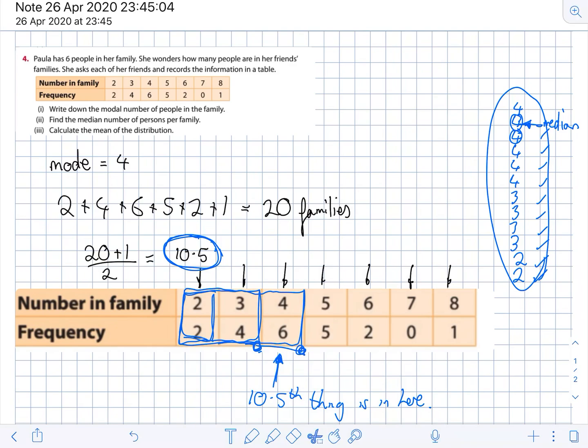I'm going to try and copy that. It's not letting me. Let's grab it again.